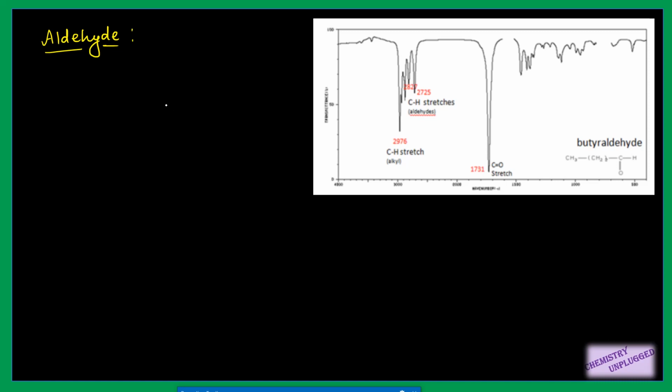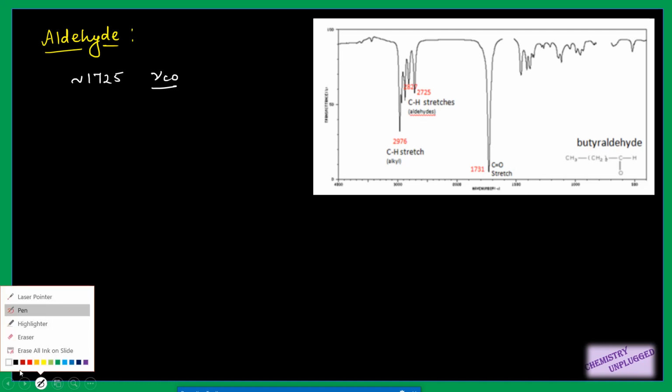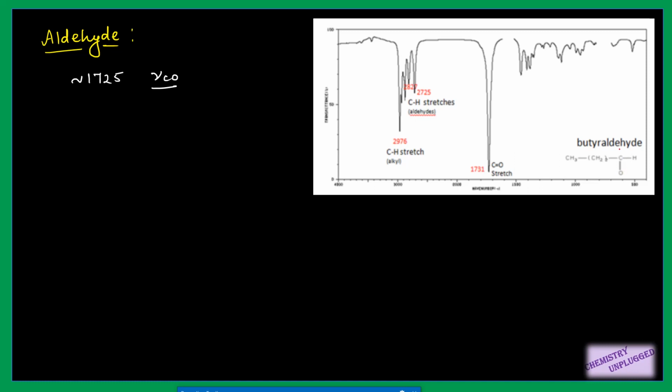For aldehyde, the base value we know is close to 1725 for CO stretching vibration. Using this IR spectrum of butyraldehyde, we have to understand what type of peaks we can get. So we can have this CO stretching and it is close to 1725. This value can range from 1725 to 1740 centimeter inverse, right? So this value is near 1731, due to CO stretch.